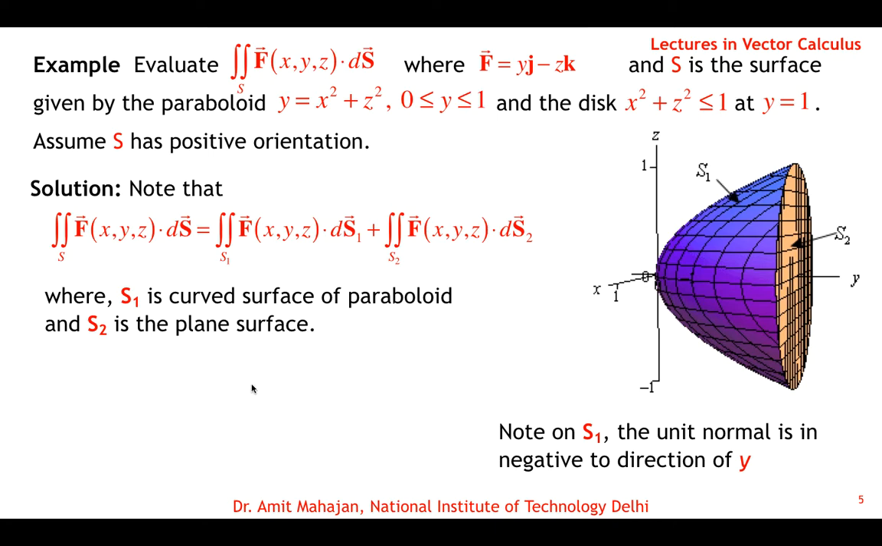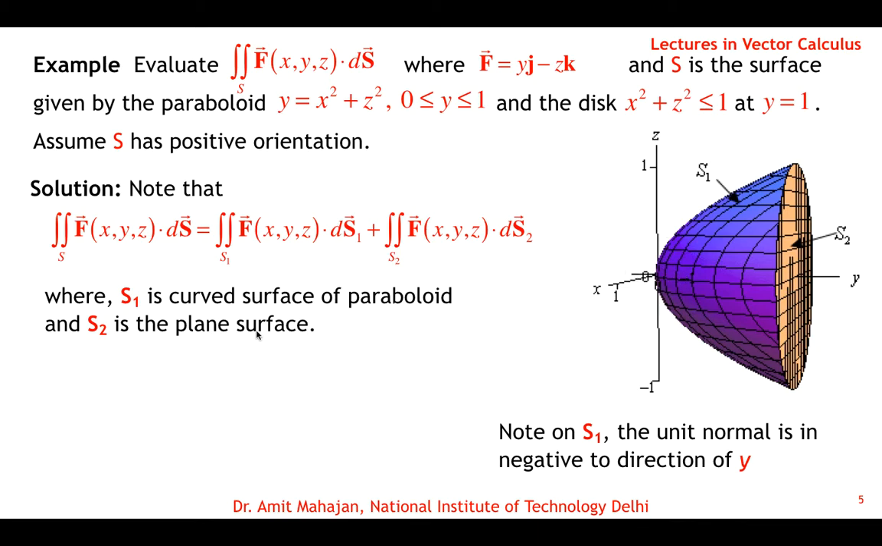So if we solve for S1 first, clearly S1 is this surface. If I have to draw an outward normal on this at any point, you can see that this is the positive y-axis, so the outward normal is towards the negative of the y-axis.